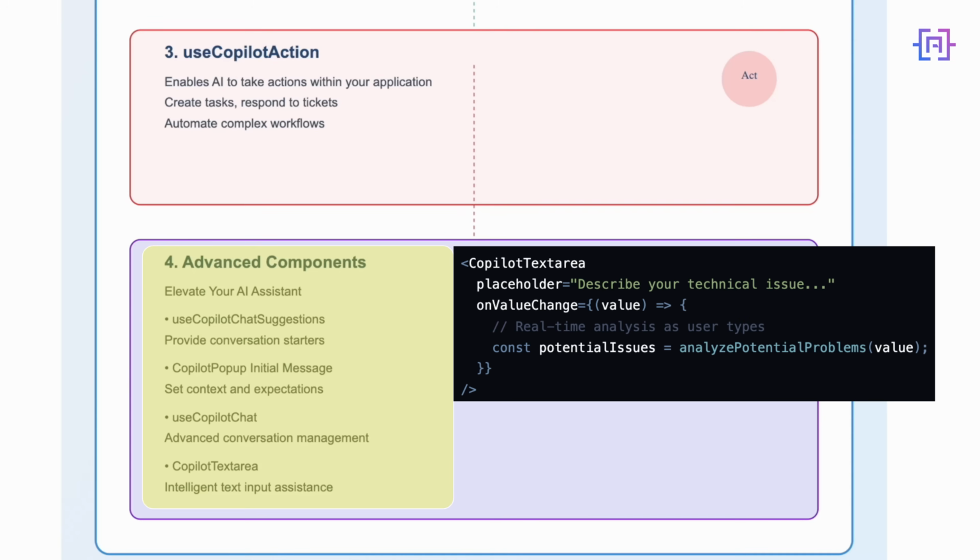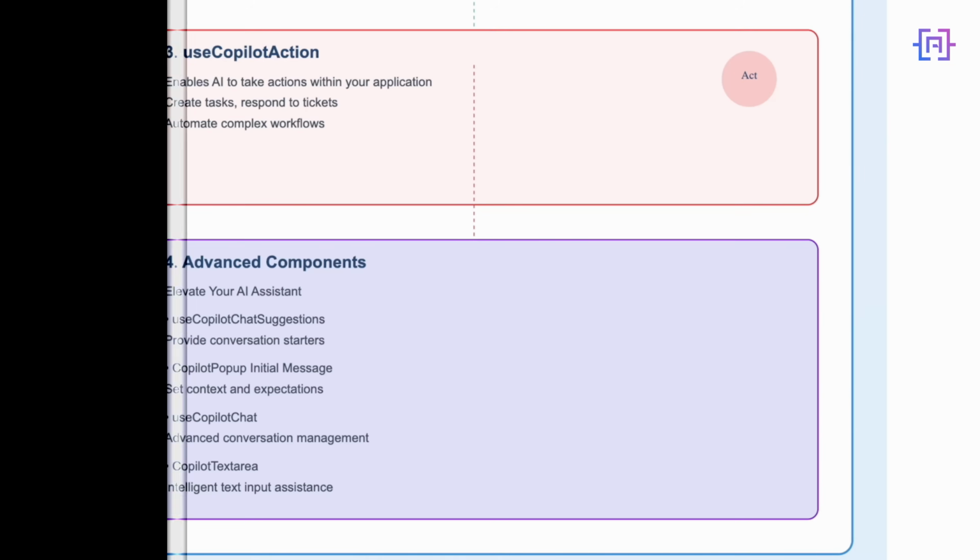Third, we have the intelligent text completion with Copilot text area. It transforms standard text input into an intelligent, context-aware writing assistant. Now let me show you how easy it is to integrate these components into a project.